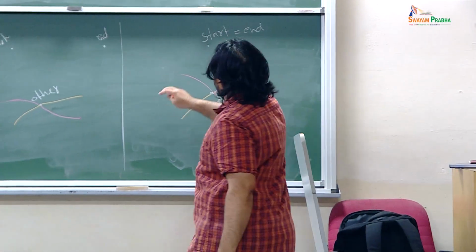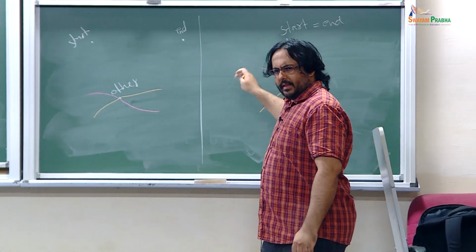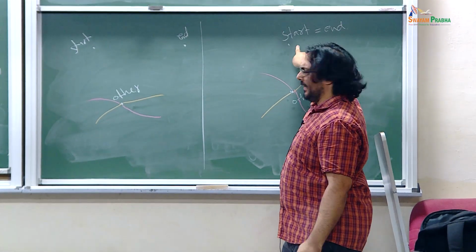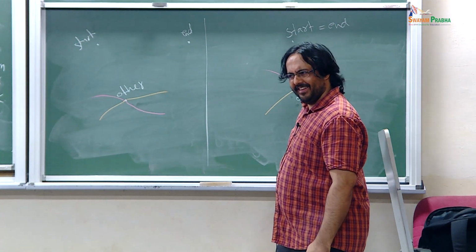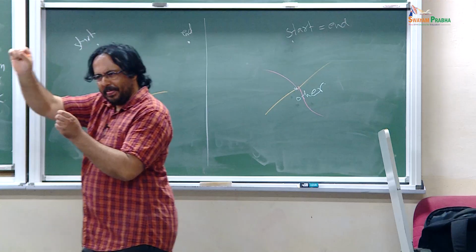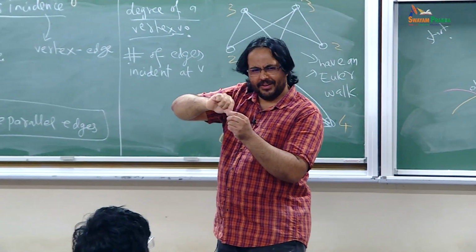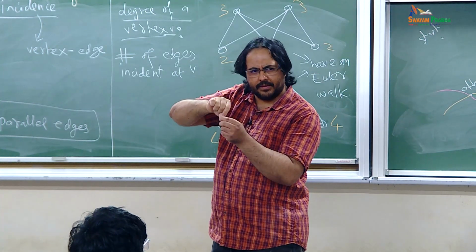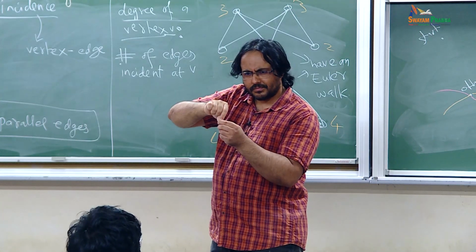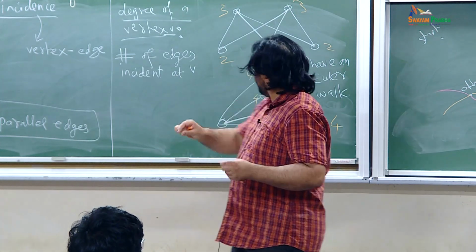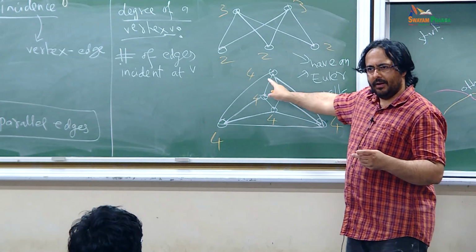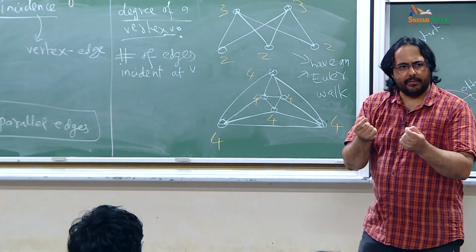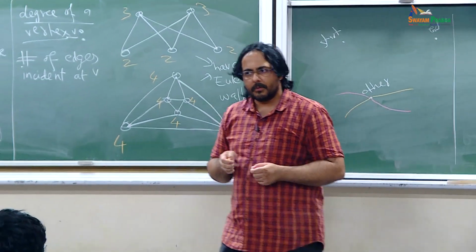What about this? Think about this case first. Is this really different from this? Is this fellow really different from this fellow? Think about drawing the graph without lifting the chalk. You come back here. Could you have started anywhere else? Or must you start at this vertex and end at this vertex? Think about this graph. Can you make an Euler walk on this graph? So it will start and end at some vertex. Can it be any vertex or does it have to be a specific vertex?